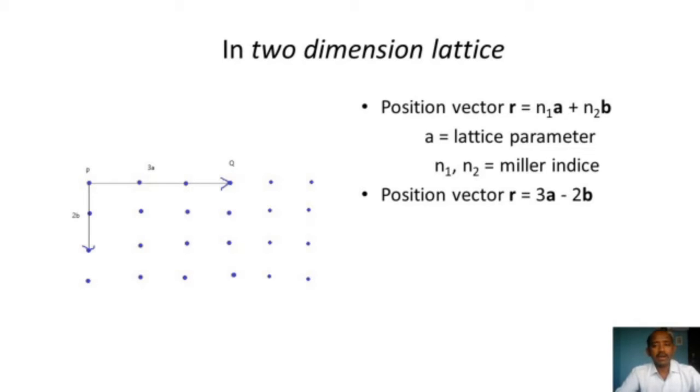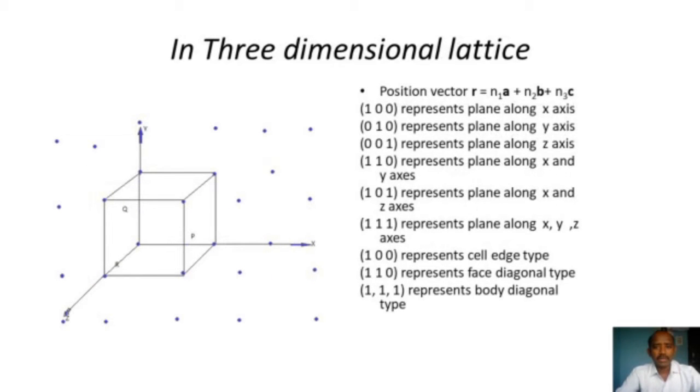The position vector r is equal to n1a plus n2b, where n1 and n2 are numbers. The position vector can be written as 3a minus 2b, or the Miller indices can be written as 3 2 bar. In a 3-dimensional lattice, the position vector can be written as n1a plus n2b plus n3c. Now we can draw a plane along any one direction.